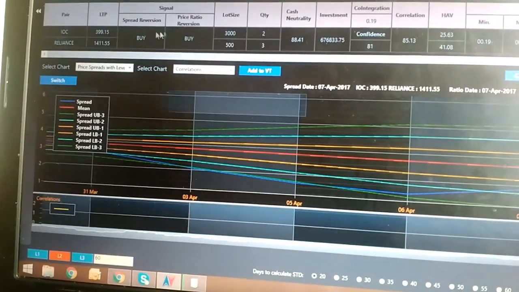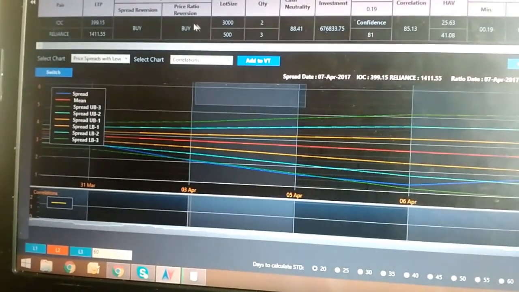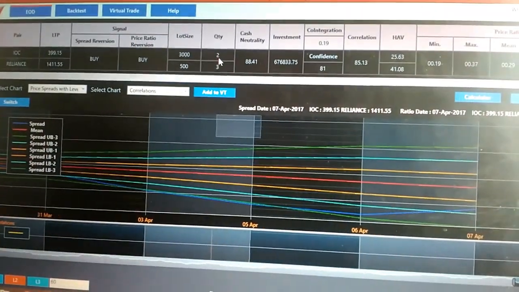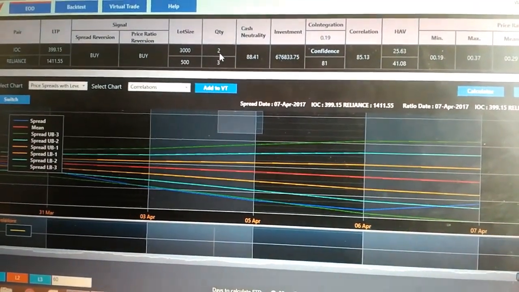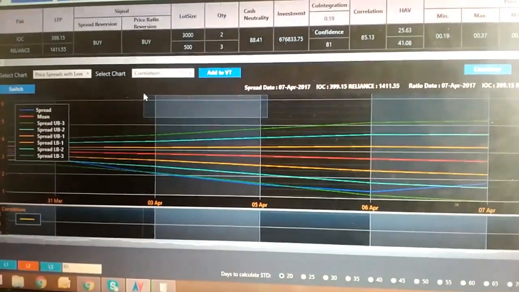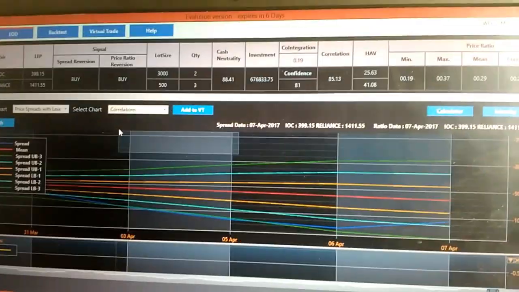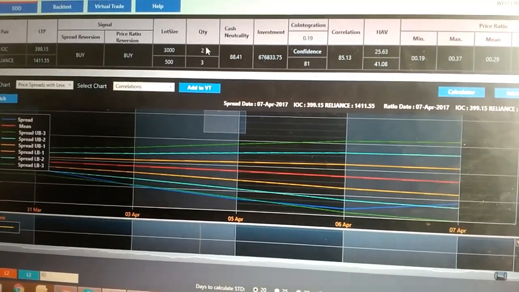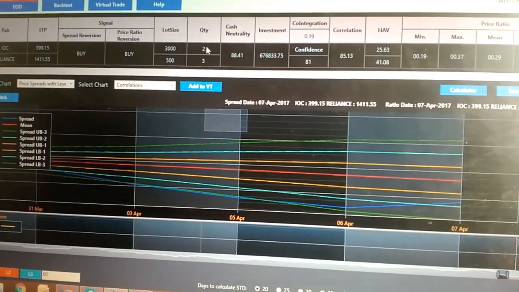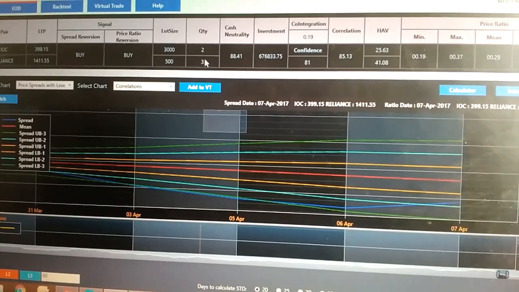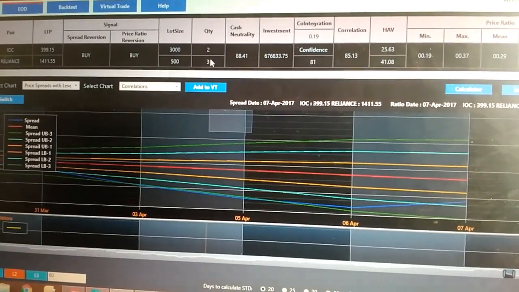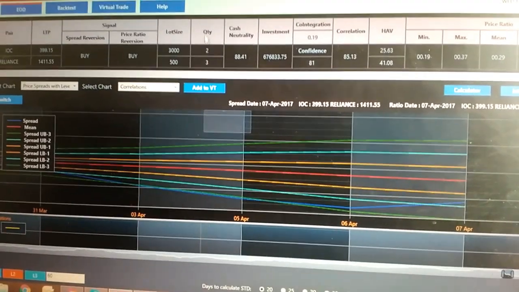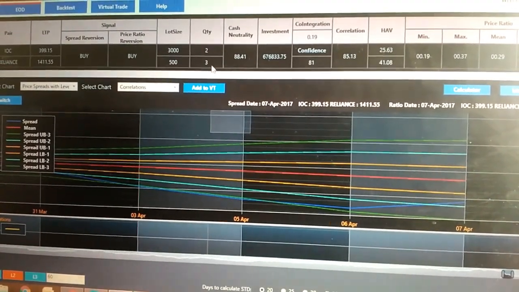Then the signal as per price spread as well as price ratio, the lot size as per NSE, and in pair trading, it is mostly used for hedging. So in case the prices are not matching, the software will give the quantities so that the prices will be matching. For example, if IOC is costing 1 lakh, Reliance should also be nearby 1 lakh. So that is the reason you have quantity into 2 and 3.